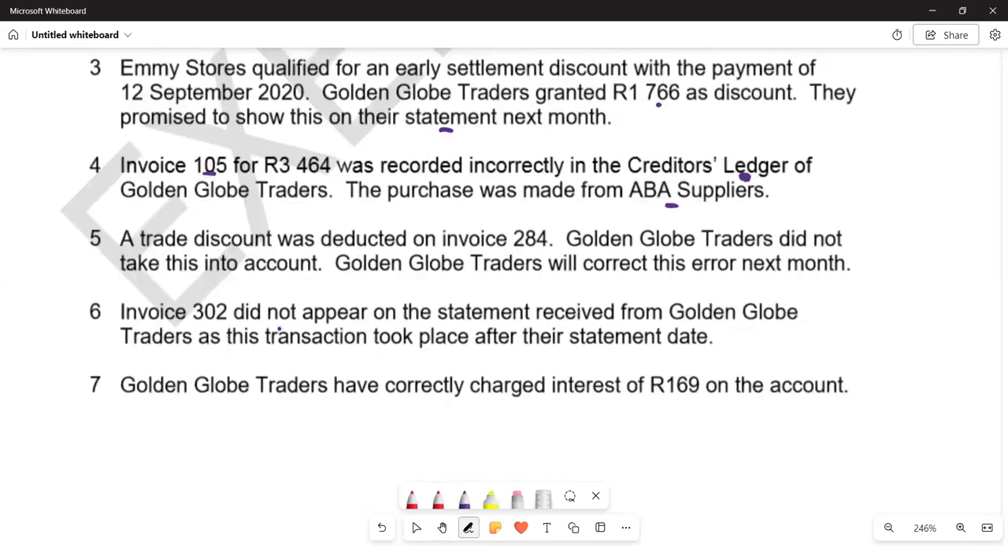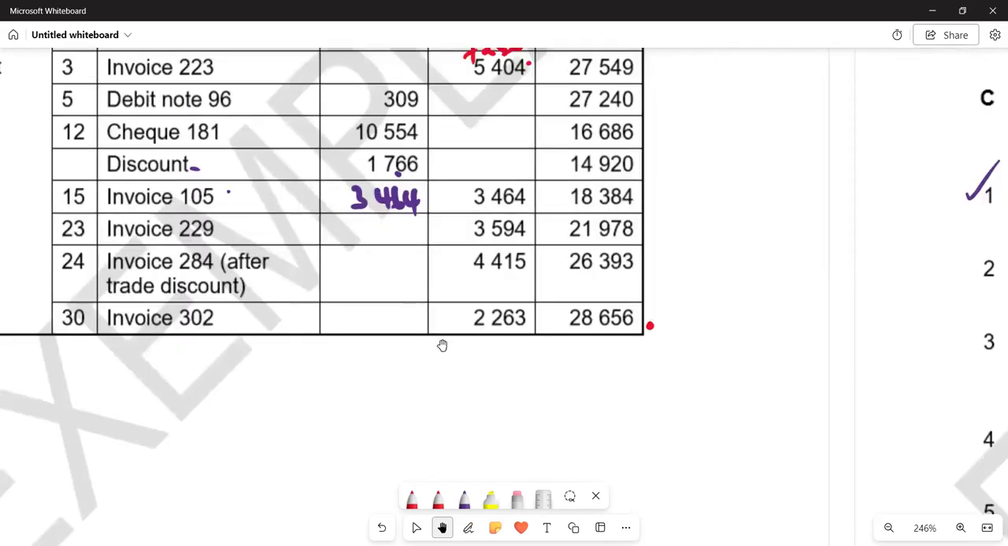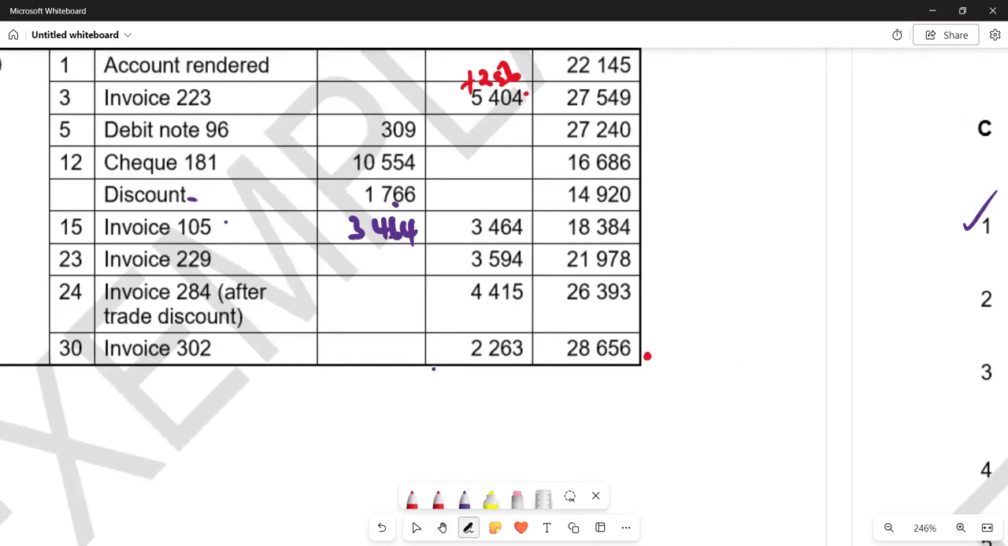Error number 5 reads: a trade discount was deducted on invoice 284. Golden Globe Traders did not take this into account. Golden Globe Traders will correct this error next month. So there's a trade discount which needs to be deducted on invoice 284. So we go there and try to see that trade discount on invoice 284. We go to the ledger where it's correct, and we see that invoice 284 after discount, the figure after discount is 4,415. And then we go and check on the statement.